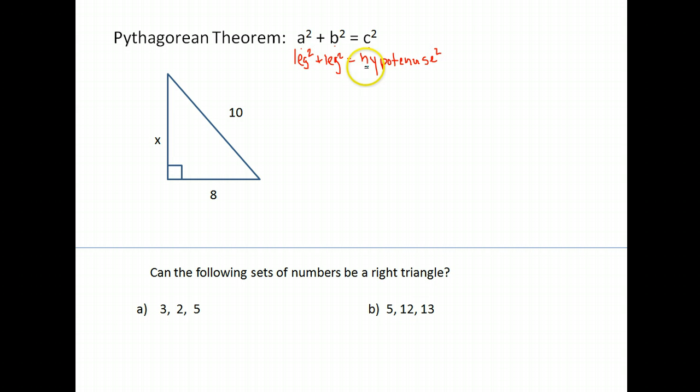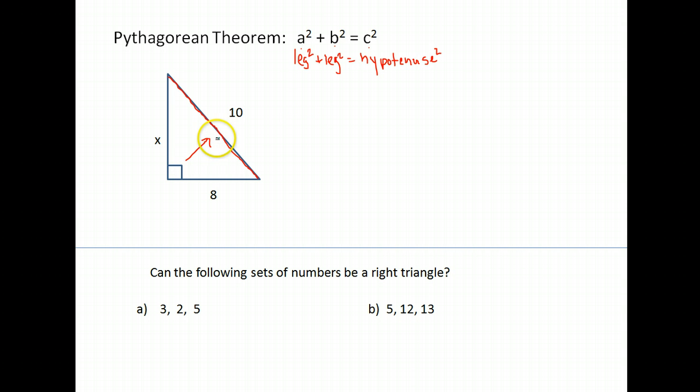And the reason I like to say it this way sometimes is occasionally students will get mixed up and think you can put any number in for A, B, or C, and that will cause problems. So know that A and B are the legs, and that C is the hypotenuse. And again, hypotenuse is that longest side of the right triangle. It's always the one across from the right angle.